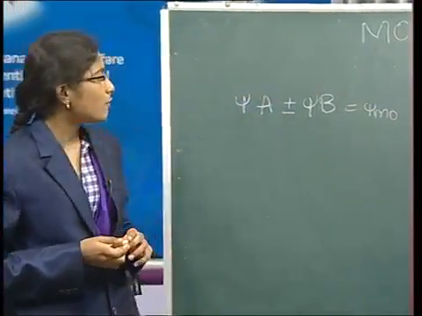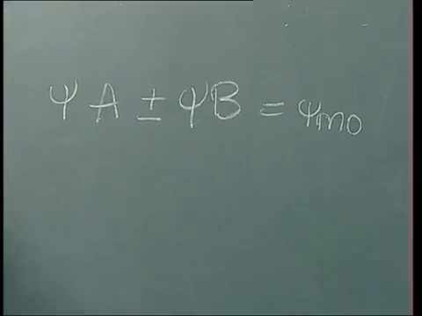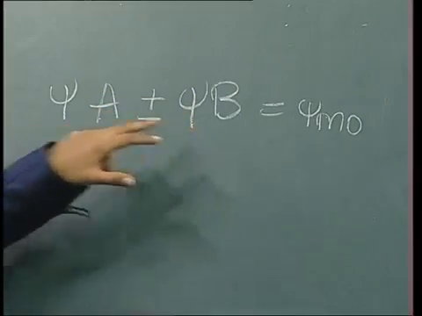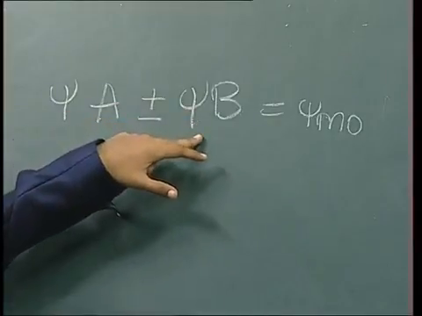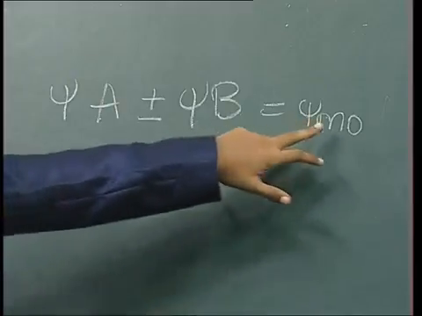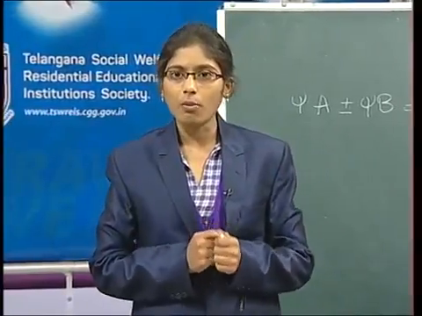As I told you in the fifth salient feature of molecular orbitals, the number of molecular orbitals formed is equal to the number of atomic orbitals combined. Here, two atomic orbitals are combined. Then how many molecular orbitals are formed? Yes, two molecular orbitals are formed. One is known as the bonding molecular orbital and the other is called the anti-bonding molecular orbital.